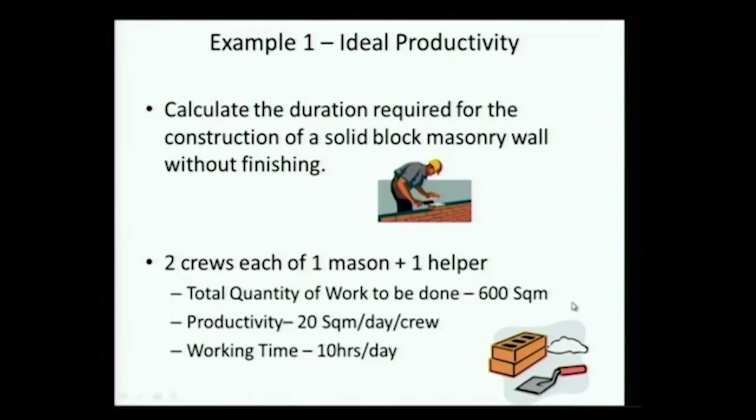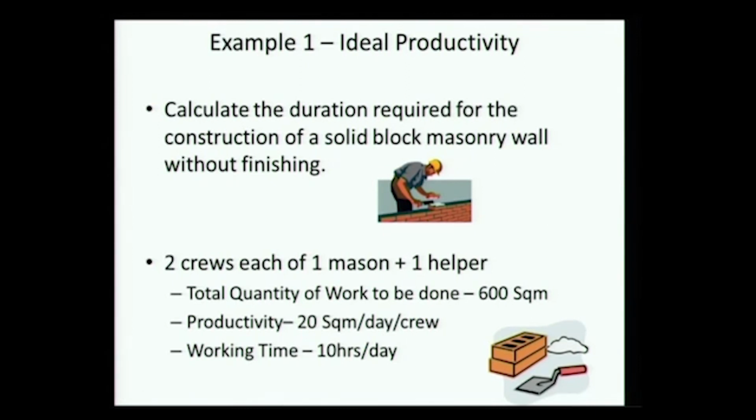Now let's take an example which I want you all to solve. It's not very complicated, but let's take it step by step and see how we bring in different factors. So here we have a masonry activity. There are 2 crews of 1 mason plus 1 helper. The total quantity of work to be done is 600 square meters. Productivity is 20 square meters per day per crew. Working time here is 10 hours per day. How long will you take?